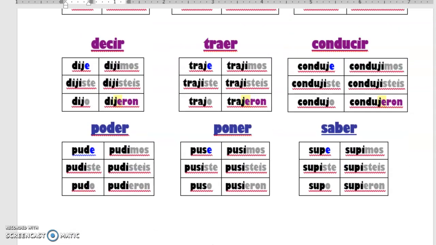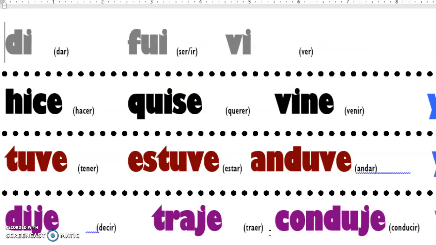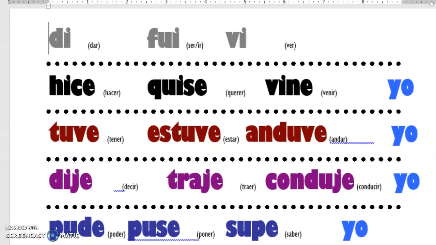And then the last 3, poder, poner, saber, very irregular. Poder goes to UD, poner goes to US, and saber goes to UP. So that's how you need to memorize these. So a student from a while ago created this little chant that she thought was a way to help memorize how to conjugate these verbs.